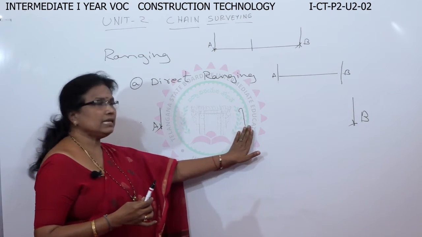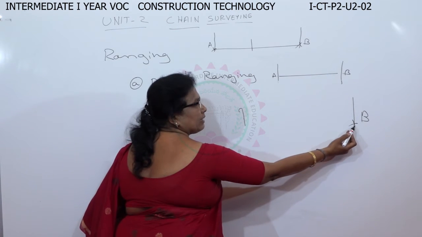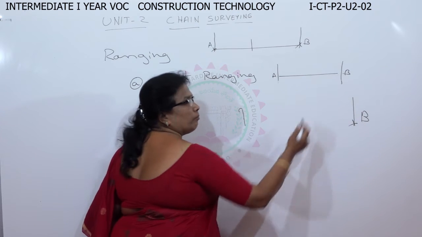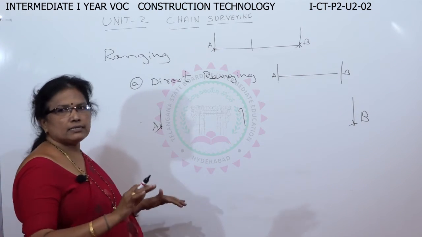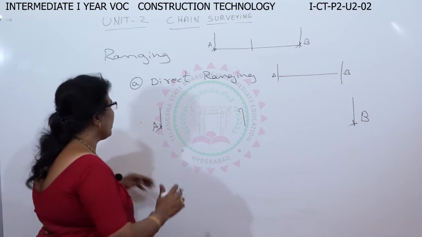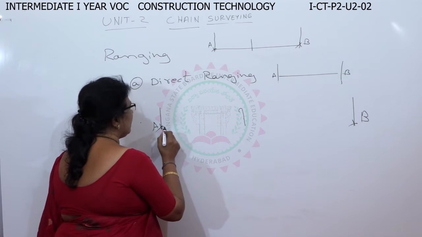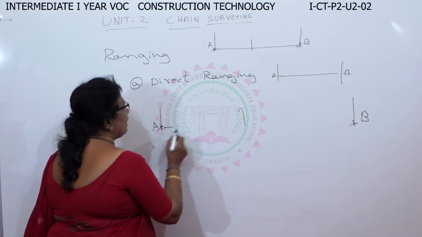Once this line is fixed, the person standing here will direct the end point to bring it into a straight line. Once it is done, your ranging is done. Then again you will measure the distance, like how I explained, chaining a line. Like this, you have to spread the line.